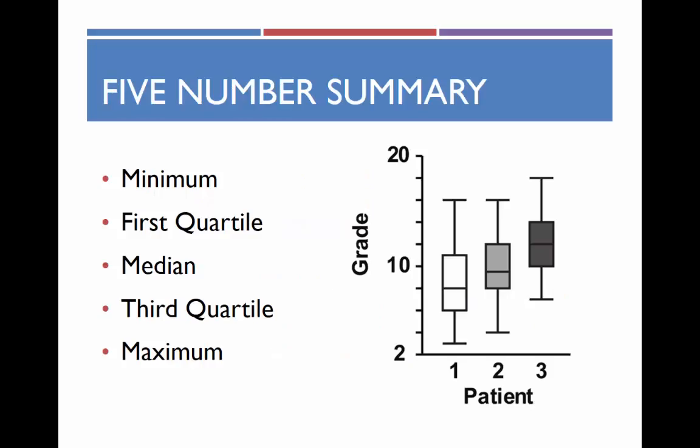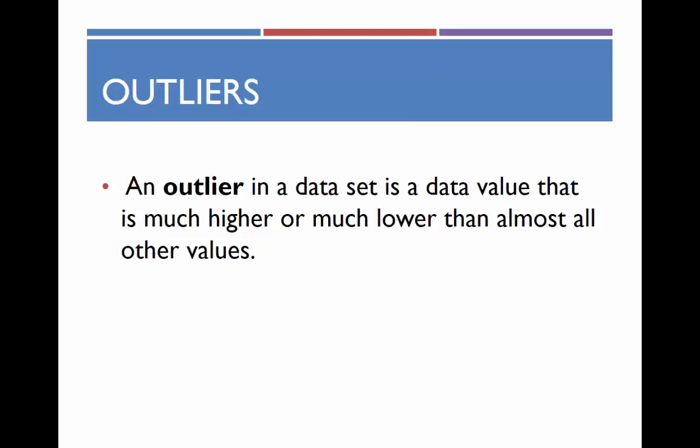These three values, along with the minimum and maximum data values from the range, make up the 5-number summary of a data set. The 5-number summary can be visualized by a box and whisker plot as seen on the right-hand side of this slide. Recall, an outlier in a data set is a data value that is much higher or much lower than almost all other values. Let's see how we're going to calculate outliers.